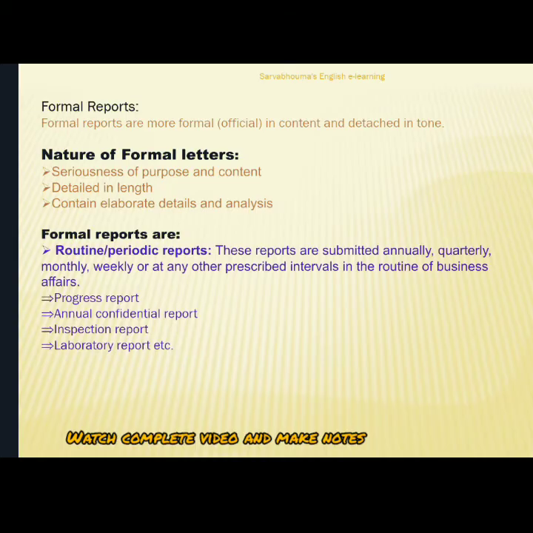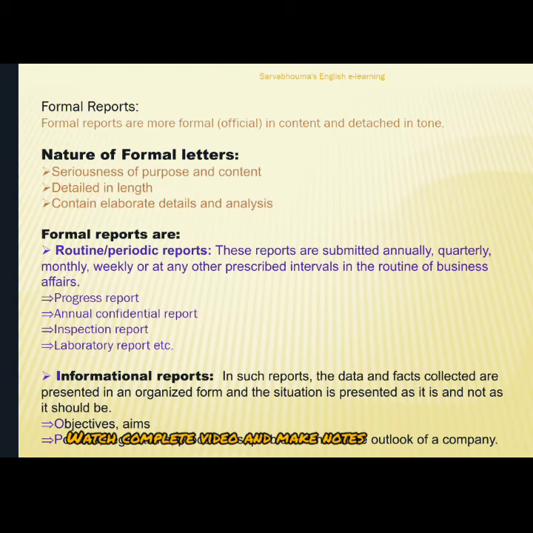Next is nothing but informal reports. Okay. It is the most important thing, my dear students. In such reports, the data and facts collected are presented in an organized form and the situation is presented as it is and not as it should be. So objectives, aims, policies, regulations, procedures, problems and future outlook of a company, these all are the examples of informational reports.